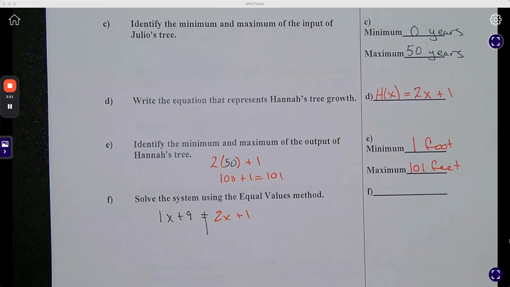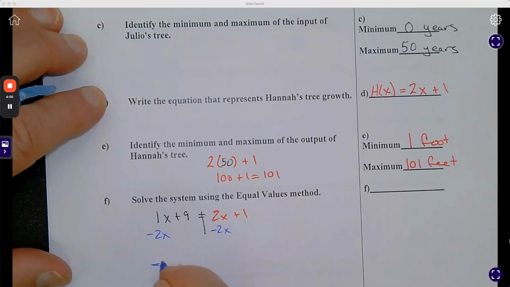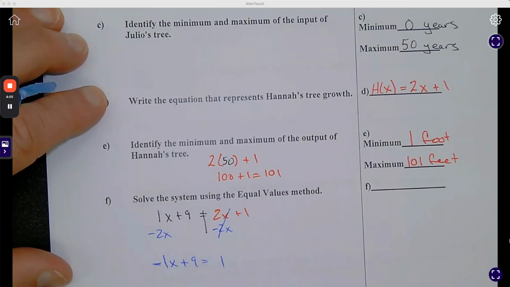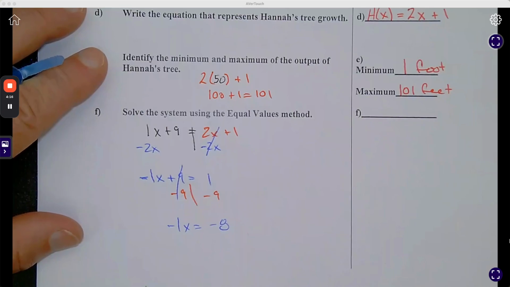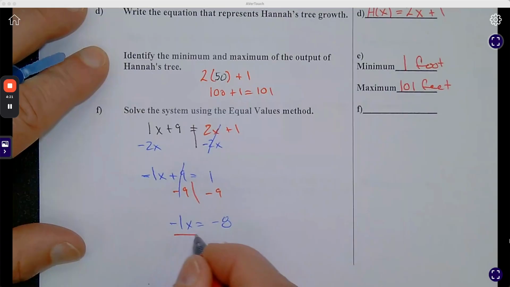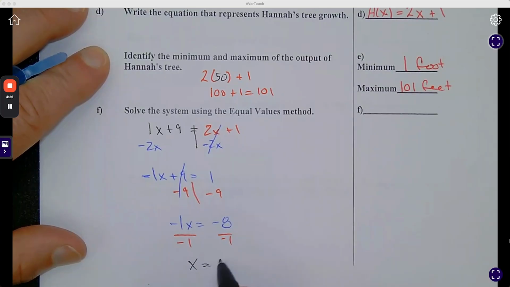I'm going to go ahead and subtract 2x from both sides. I like to try to get my x's on the left. 1 minus 2 is negative 1. That goes to 0. Now I'm going to subtract 9 from both sides. Get those constants over on the right. Negative 1x equals negative 8. It's a good thing here that my time's going to be positive, because time can never, ever, ever be negative in math class. Minus 1, but we're going to divide by that negative 1. That gives me x equals 8.